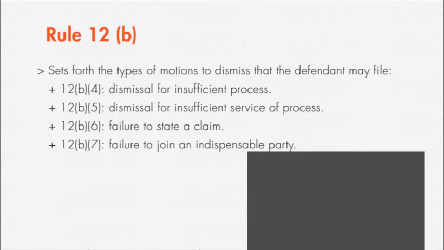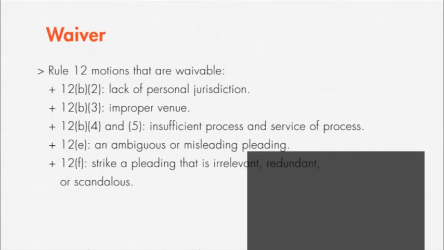By filing a Rule 12 motion, the defendant waives his ability to make certain Rule 12 motions in the future that were not presented in the first Rule 12 motion. The types of Rule 12 motions that are subject to waiver are 12(b)(2), lack of personal jurisdiction; 12(b)(3), improper venue; 12(b)(4) and (5), insufficient process and insufficient service of process; 12(e), failure to clarify a misleading or ambiguous pleading; and 12(f), to strike a pleading that's redundant, irrelevant, or scandalous. Again, all of those are waived if they're not raised in the first Rule 12 motion.